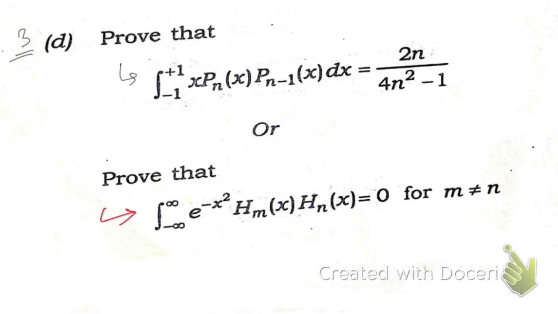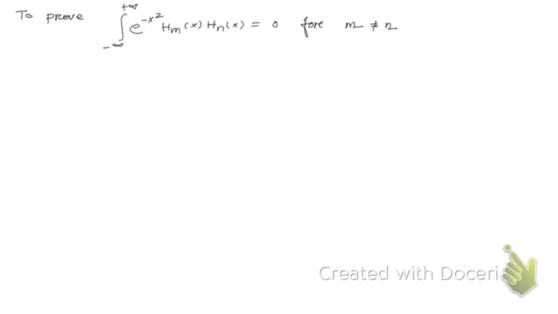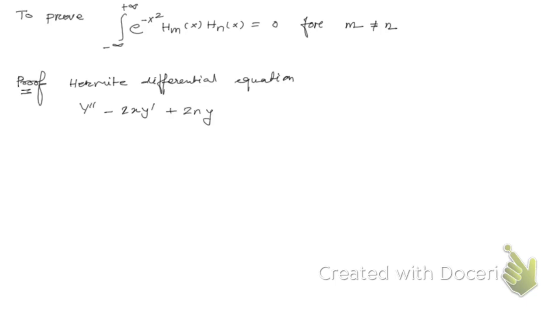So here is the relation that we have to prove. How to prove this? Now you see, we know the Hermite differential equation. The Hermite differential equation is of this form. That is, second order derivative of y with respect to x minus twice x into first order derivative of y with respect to x plus twice n y is equal to 0. We know this, right? So this is, suppose, equation number 1.